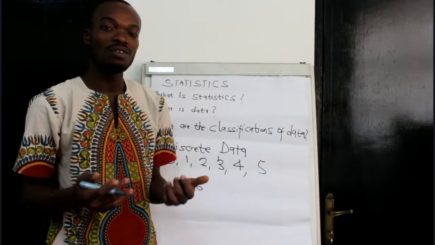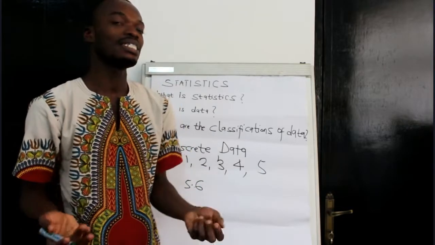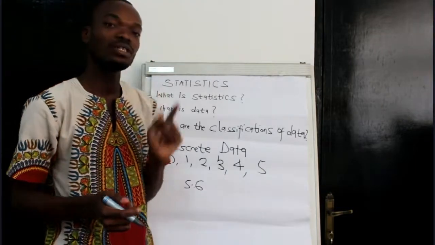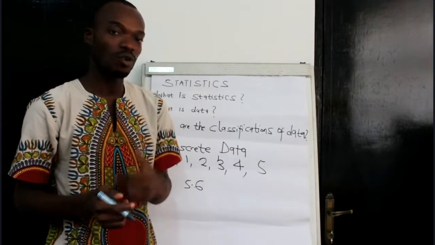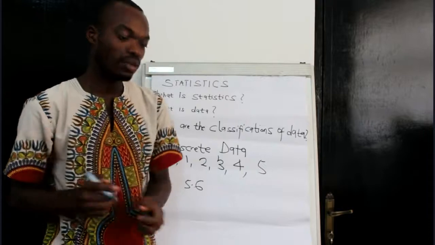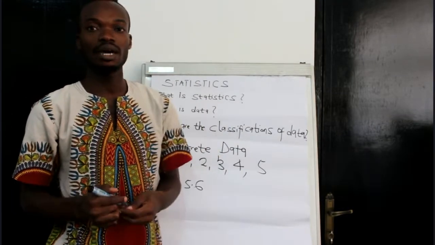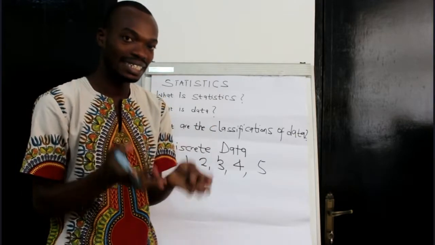As a matter of fact, you cannot say we have 5.6 students in a class. Automatically, that would be wrong. So you can have 1, 2, 3, 4, 5 going without decimals. Now the opposite, or the sharp contrast, of discrete data is continuous data.